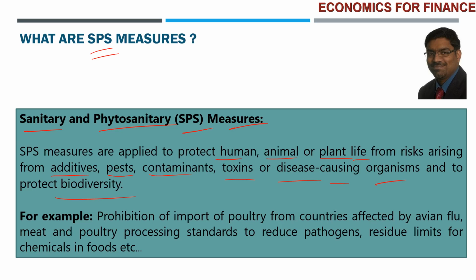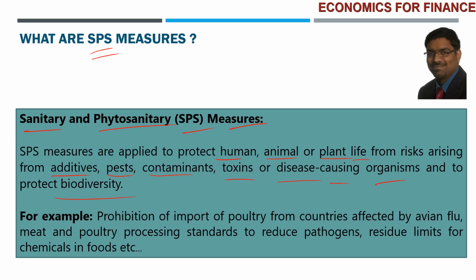As simple as that. Within our country, whatever we do, it is okay. It is our headache. Swachh Bharat and all, we will take care of it. But anything coming from outside India to India, we will not allow just like that. How can we allow? We will not. So what will we do? We will take SPS measures, trying to restrict anything from entering our country which can damage our people, our animals, our plants, or our biodiversity through additives, pests, contaminants, toxins, or any other disease-causing organisms.